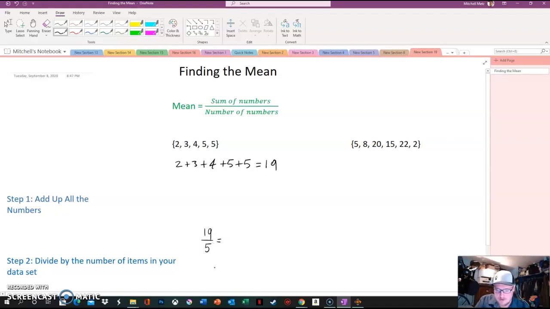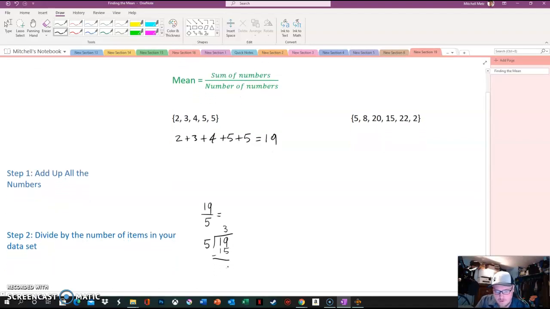So I'm going to do that the old-fashioned way in this case. So I'm going to have 19 divided by 5. I know 5 can't go into 1, so I'm going to have a 0 there. And so 5 can go into 19, 5, 10, 15, 3 times equally. So I'm going to have 15. I'm going to subtract that. And all I have left is going to be 4. Now I have a decimal place. I'm going to bring down a 0.